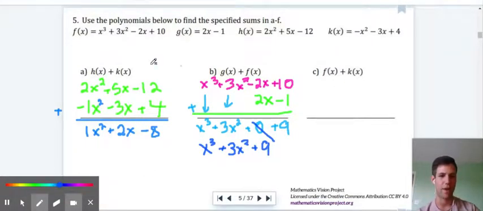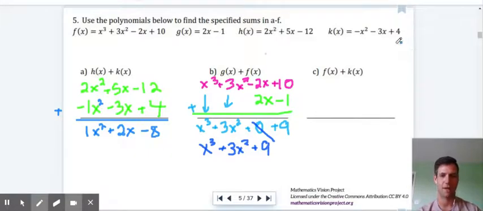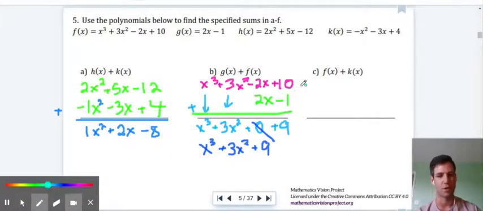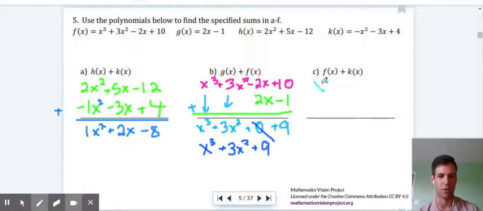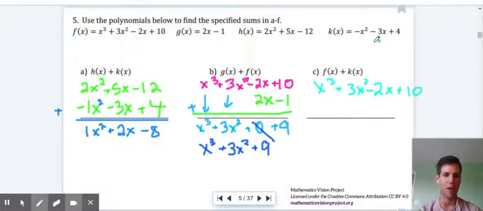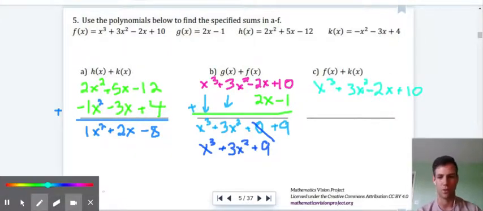And then finally, we have f of x plus k of x. And we're going to do that same lining up just for these first problems to make sure we're all on the same page. So f first, x cubed plus 3x squared minus 2x plus 10. And then k only has x squared down to the constant, the number.